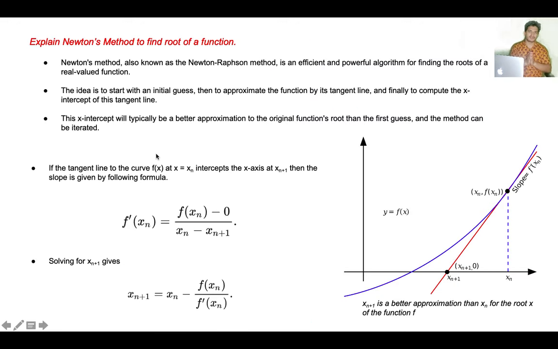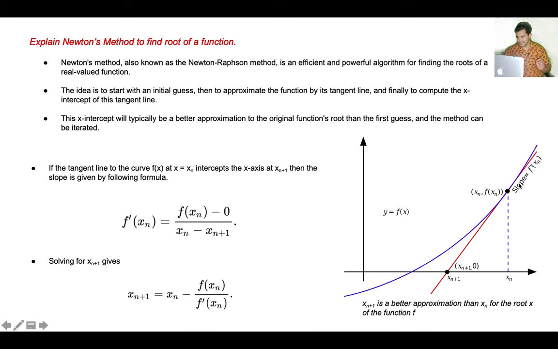Next, we will look at the Newton-Raphson method, which is a method to find the root of a function. And later we will see how this can be modified to find the minima of a function as well. So what is the Newton-Raphson method to find the root of a function? Newton's method, also known as the Newton-Raphson method, is an efficient and powerful algorithm to find the root of a real valued function. What do we mean by root? We want to find the value of the variable where the function becomes zero. The final value f(x) is equal to zero. What are the x which will make f(x) equal to zero? So that is what we want to learn.